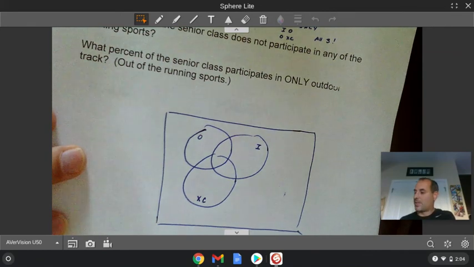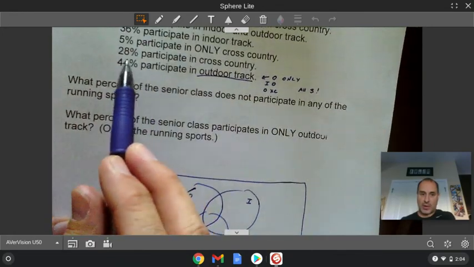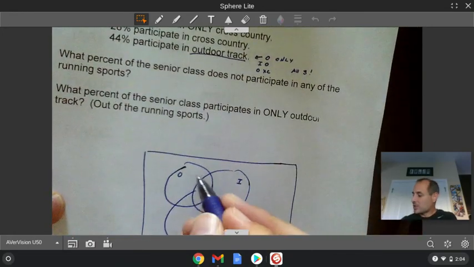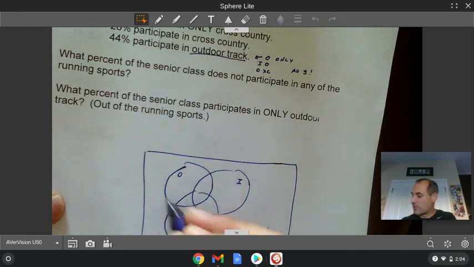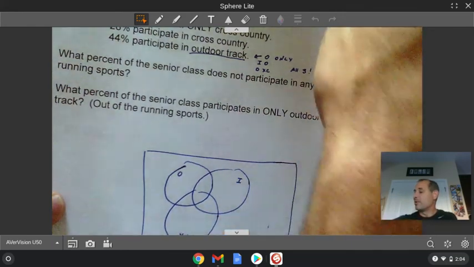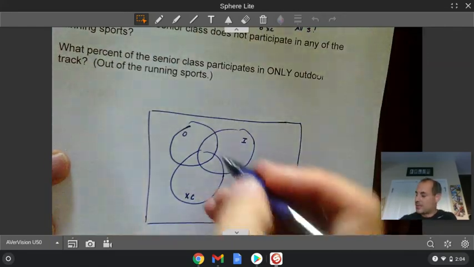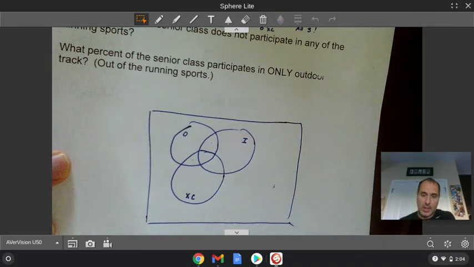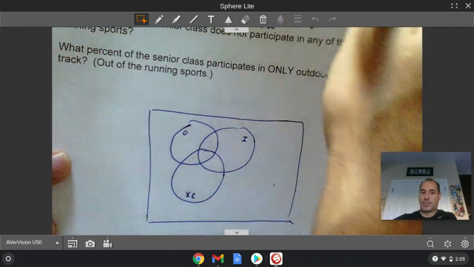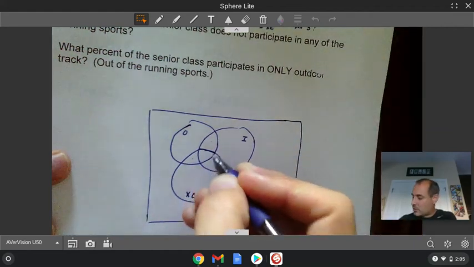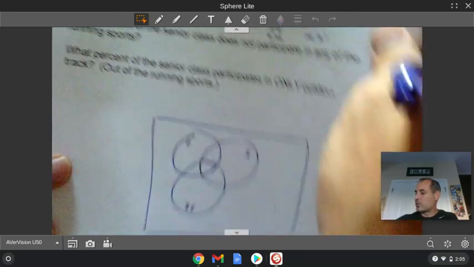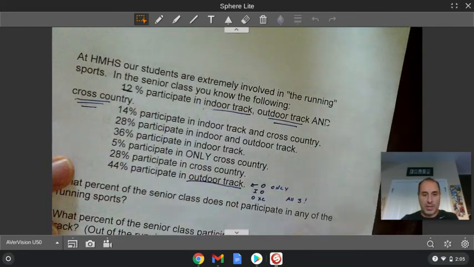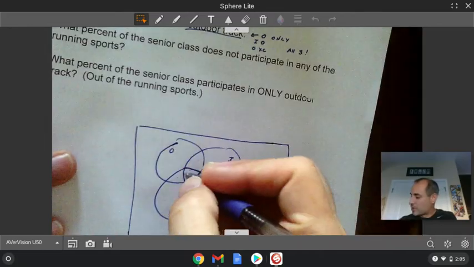If I go back to outdoor track, 44% participate in outdoor track. That tells me this whole O circle is 44. It would be really silly for me to write a 44 right there because that entire O circle is cut up into one, two, three, four pieces. The best way to handle this is to go inside out. So right here, this innermost section, the combination of all three, the students that participate in indoor, outdoor, and cross country. If I go back up here, that's 12%. So I could put that 12% right there.